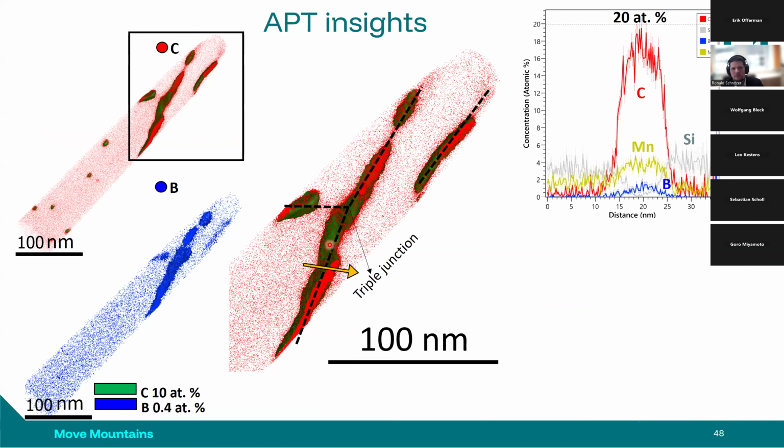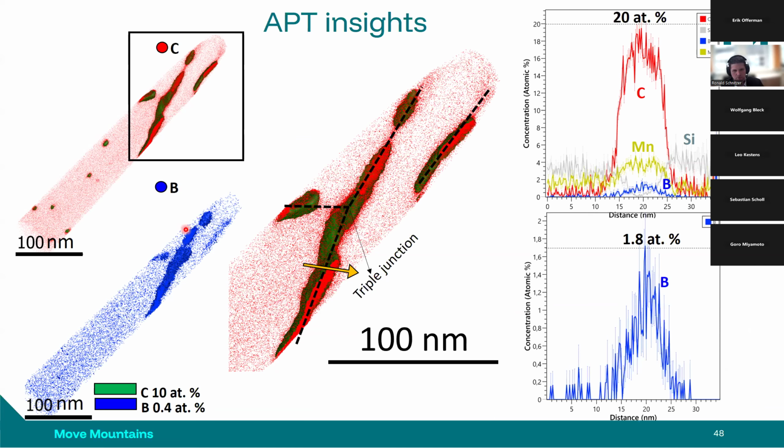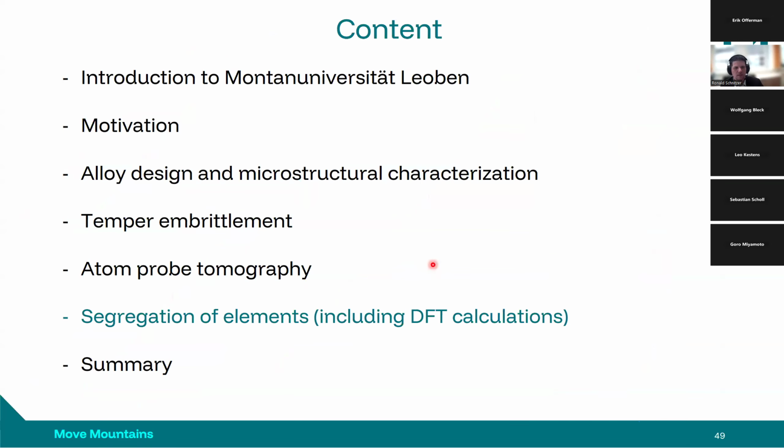When one is then doing 1D concentration profile analysis, for example, you can see enrichment of carbon on a triple boundary here, or also boron, for example, on that boundary here. You can evaluate the contents of the elements you have on the boundary and so get information about the segregation behavior of the different elements. Okay, with that I'm done with the introduction of our measurement principle of atom probe tomography.